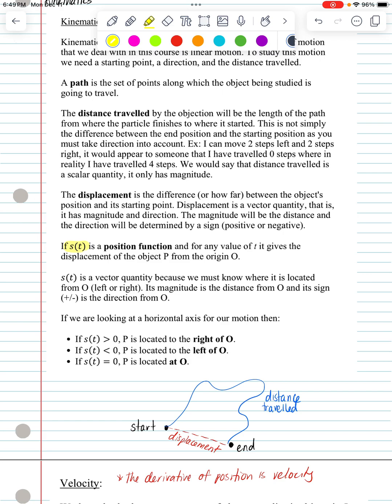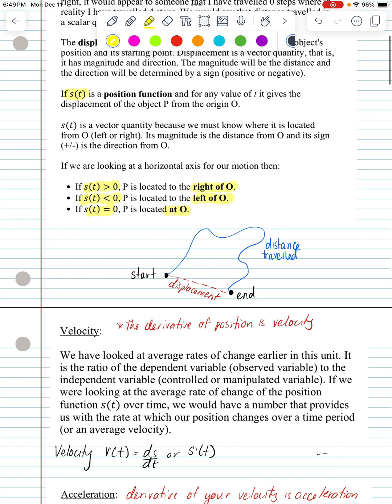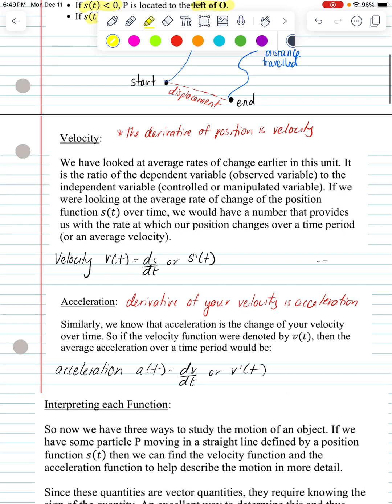So a couple important pieces of information. If the position function is greater than 0, then the position we are looking at is to the right of the origin. Okay. If the position function is less than 0, then the position we're looking at is to the left. If it's equal to 0, it is exactly at the origin. Again, as we do some problems, a lot of this will make more sense.